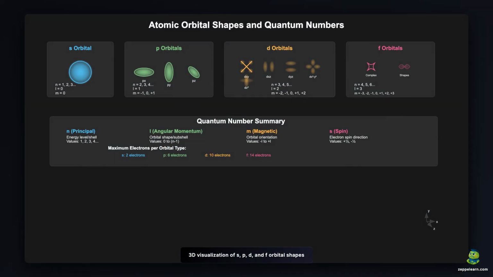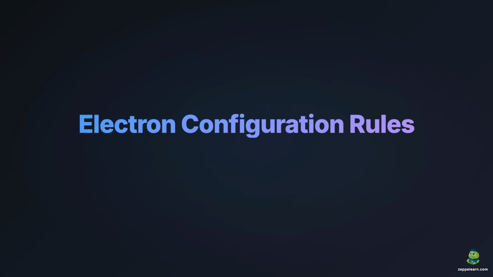Here we see the different orbital shapes: spherical s orbitals, dumbbell-shaped p orbitals, and more complex d and f orbitals, each corresponding to different l values. 3 fundamental rules govern how electrons fill atomic orbitals in ground-state atoms.